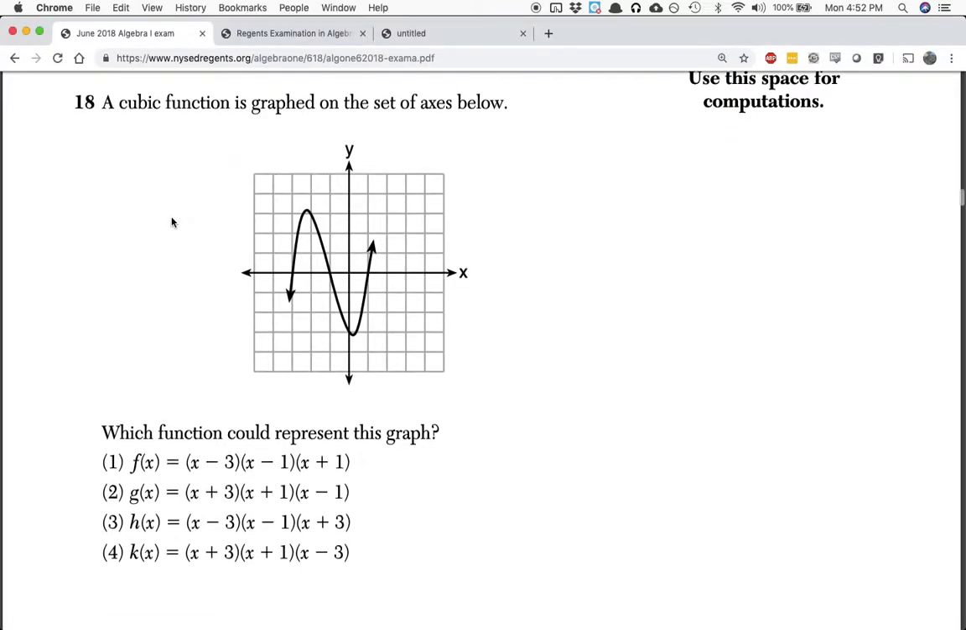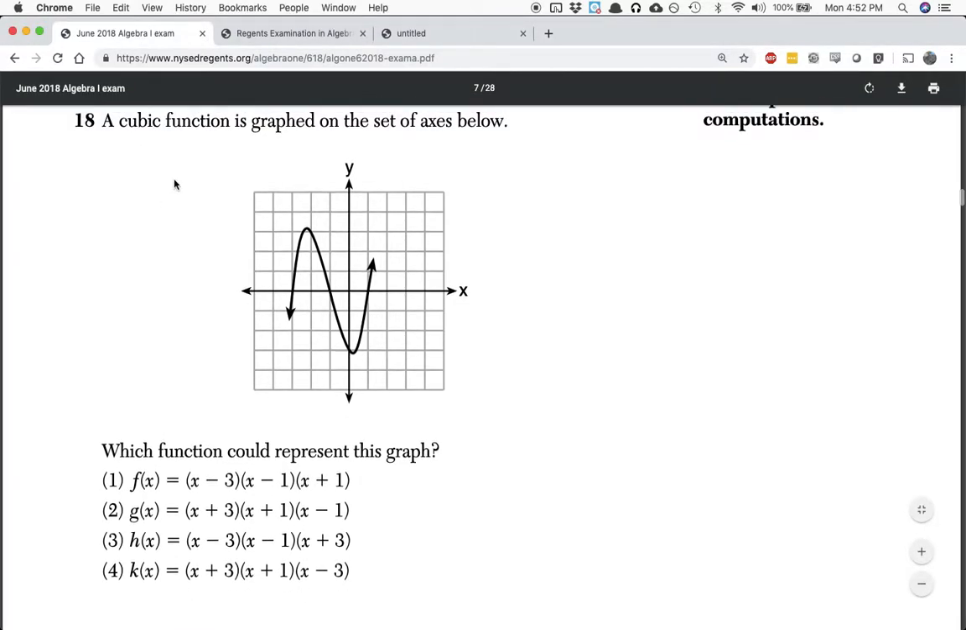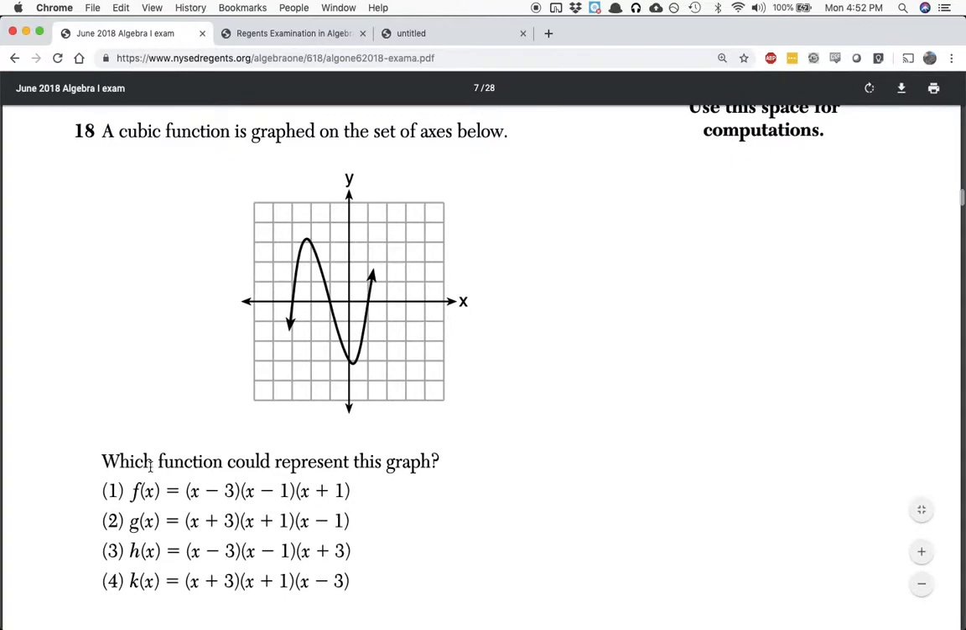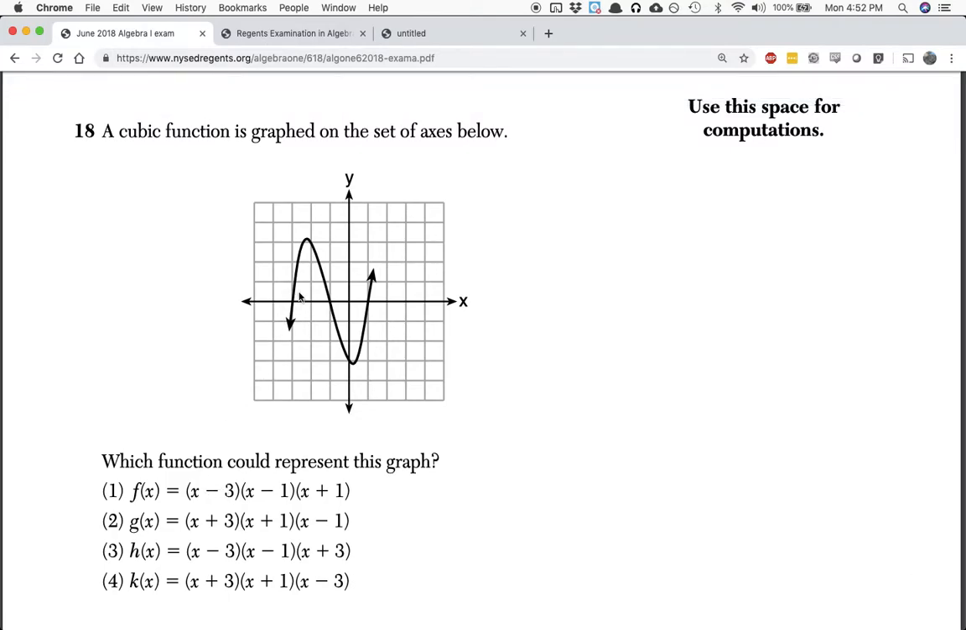All right, question number 18. A cubic function is graphed on the axes below, and then they show it. Which function could represent this graph? If you know how to go from factors to roots, this is super easy. Factors to roots, you just flip the signs, and you can see where it should hit the x-axis.